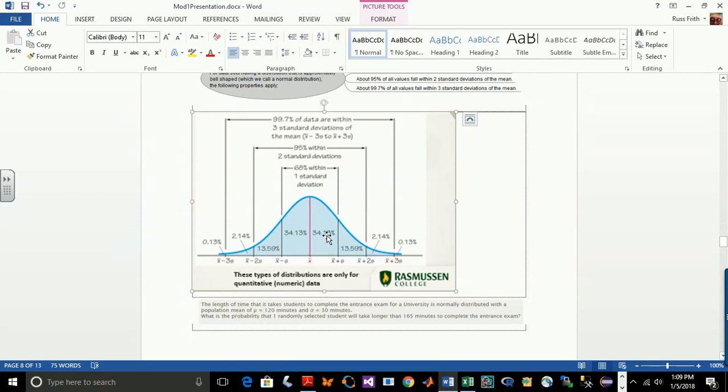So let's look at these percentages right here. Well, this 34.13%, what does that mean? Let's consider the curve itself, this blue curve.